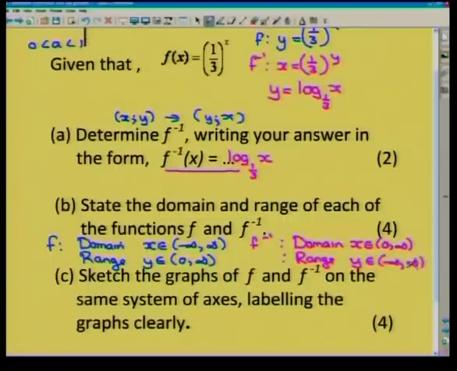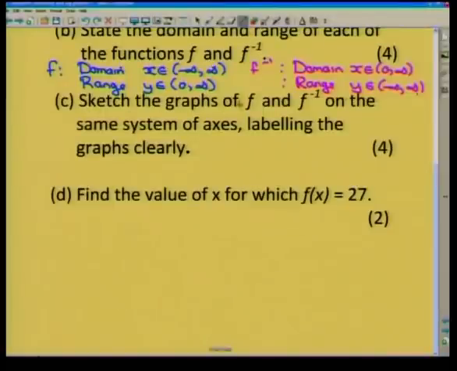And now it says sketch the graphs of f and f to the minus 1 on the same axis and label the graphs clearly. So of course that means showing where it cuts the y-axis, making sure they can distinguish f from f to the minus 1, and perhaps showing one other point just to get the accuracy. So let's have a look at it. Right, let's look at this question. It says sketch the graphs of f and f to the minus 1 on the same system of axes, labeling the graphs clearly. That means when the examiner looks at it, they must be able to tell the difference between the original and the inverse, and they must have it clearly marked where it cuts the axis, plus say one other point just to be sure.